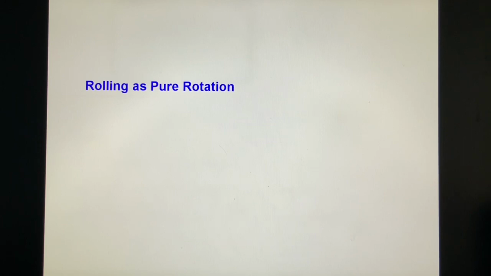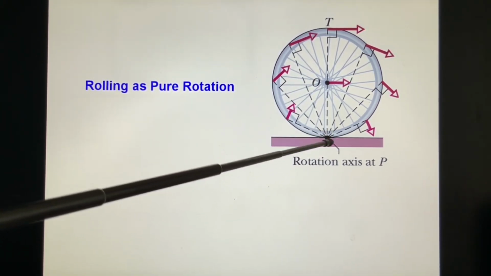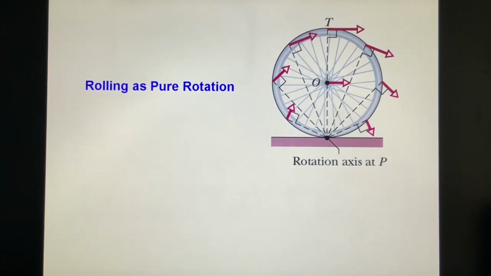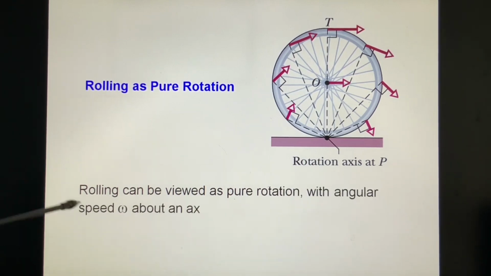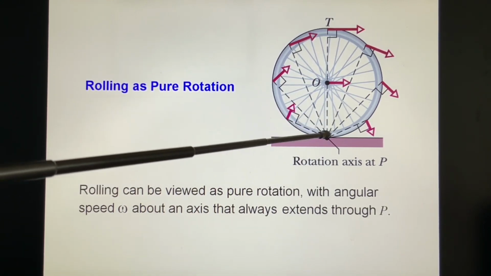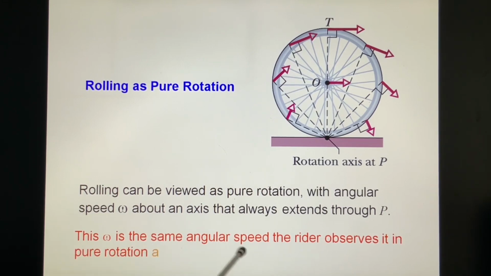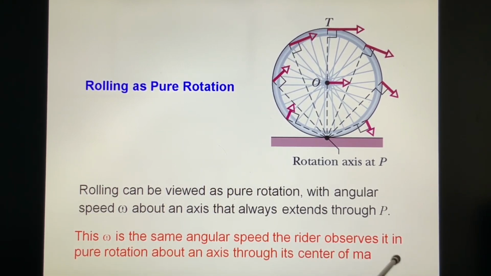Rolling as a pure rotation. We can look at the rolling from another angle. All the wheel rotates around this instantaneous axis, the rotation axis at point P. It's a pure rotation with an angular speed omega about this axis, which always passes through point P. And it turns out this angular speed omega is the same angular speed the wheel has in pure rotation about an axis through its center of mass. Let me prove it.